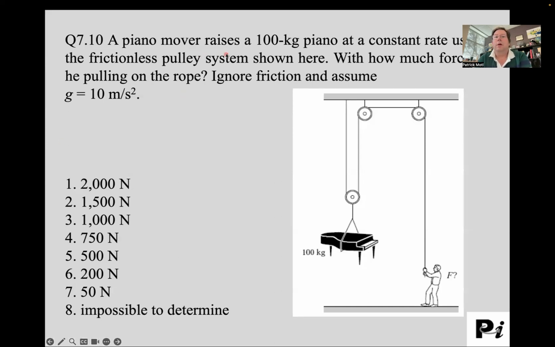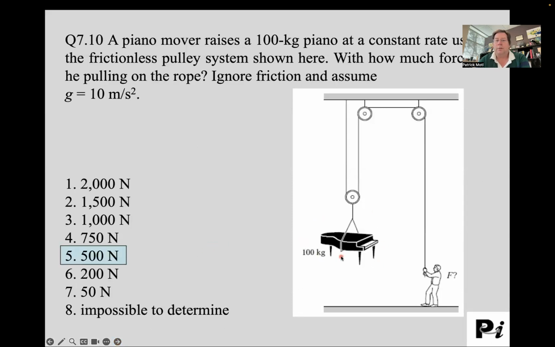All right, so for this first question, a piano mover raises a 100-kilogram piano at a constant rate using the frictionless pulley system shown here. With how much force is he pulling on the rope? You can ignore friction and assume, for the sake of argument, that little g is just 10 meters per second squared, so it's easy enough to calculate in your head. So think about what you think the answer is, how big this force is that he's pulling on the rope. And then when you think you have the answer, talk it over with your physics friends, and then unpause the video and let's go over the answer.